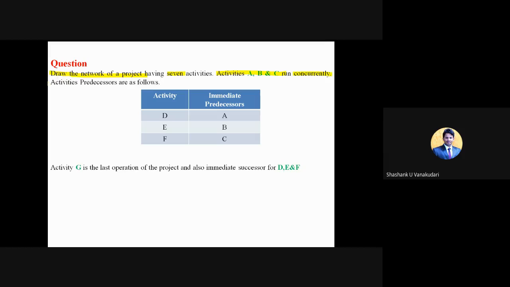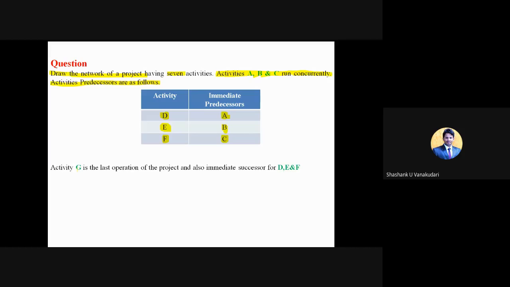The next condition is that the activity predecessors are as follows. They have given the conditions in this table: for activity D, A is the predecessor, for activity E, B is the predecessor, and similarly for activity F, C is the predecessor. So we have the first 2 conditions: activities A, B, and C run concurrently, and the second condition is with respect to the predecessors. For activity D, A is the predecessor, meaning after completion of activity A, you need to start activity D. Similarly, after finishing activity B, you start activity E, and after finishing activity C, you start activity F. So this is the second condition.